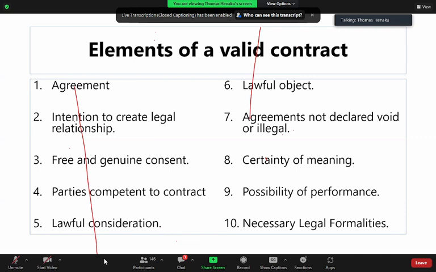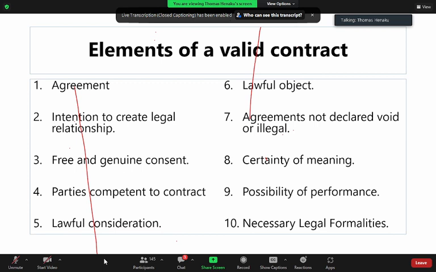And that is where sometimes you get this thing that, must somebody force somebody to enter into a contract? It must be done free and genuine. And that is why we can hold people responsible to the performance of the contract because nobody forced you to actually enter into that contract. So free and genuine consent.